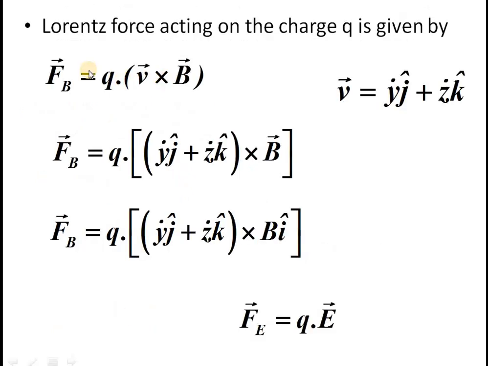Now what is the force acting on it? Force will be equal to charge times velocity cross B. We already know the Lorentz force. What is velocity here? Velocity is y dot j cap plus z dot k cap. So replacing this velocity v here, we have q times y dot j cap plus z dot k cap, cross the vector B. Again, B is along the x direction, we have seen it, so we can write B i cap. So this is the Lorentz force expressed in real vector form.